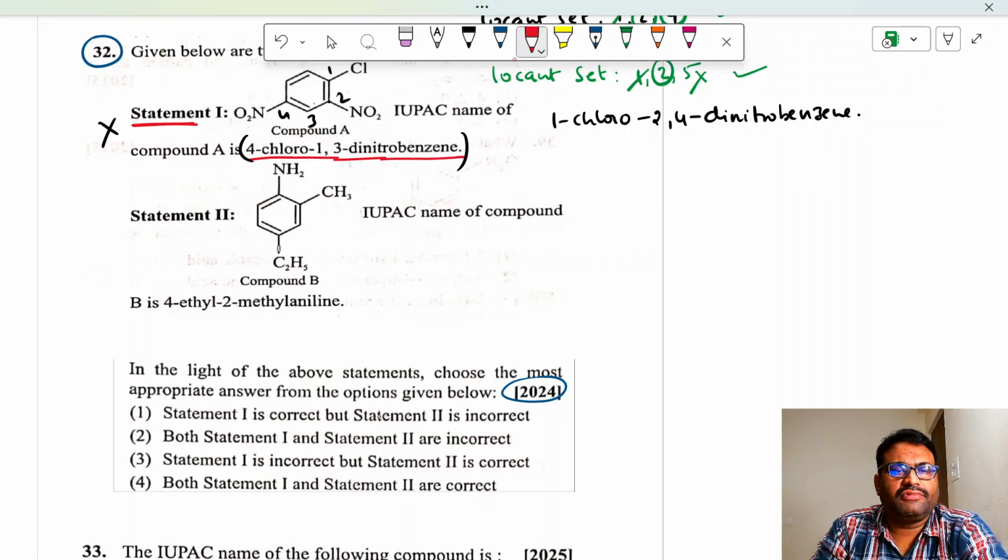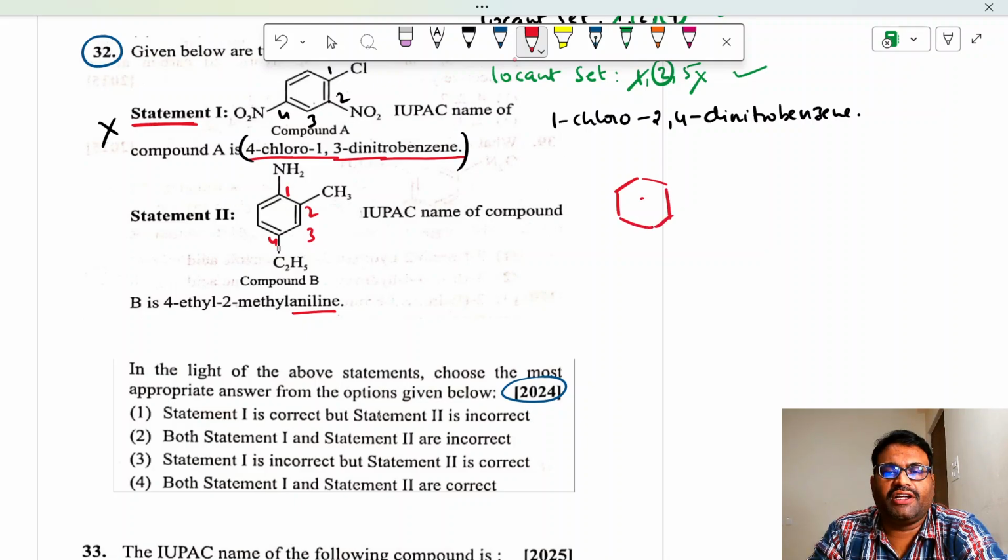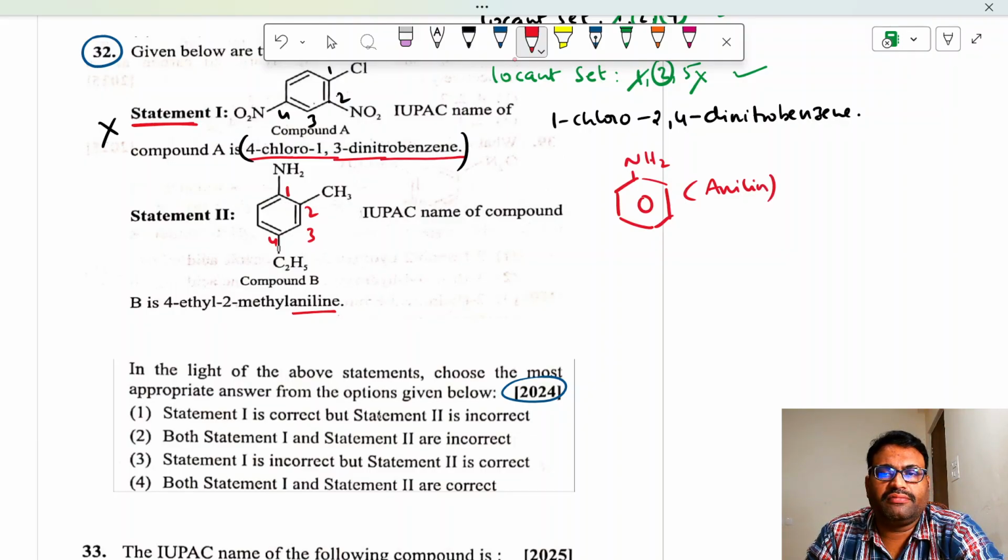The same, but here amine is the functional group. What is that? Amine is the functional group. Then you can start from there: 1, 2, 3, 4. Here you can find aniline. The base name, we call it the base name, is benzene with NH2. It is very famous as aniline. Actually, aniline is the common name. But as it is very famous as aniline, IUPAC recommended that you can also use aniline as the IUPAC name.